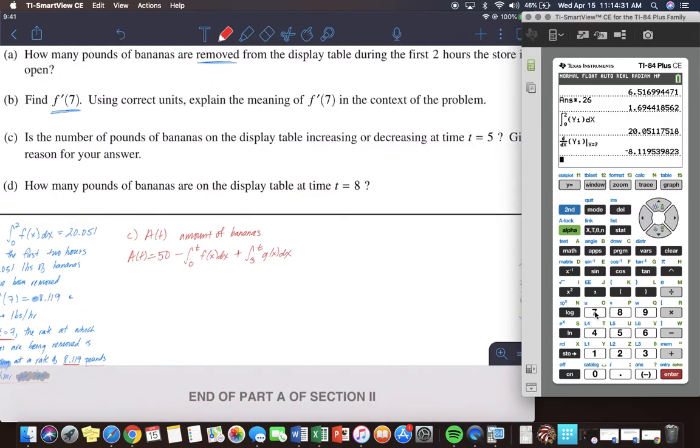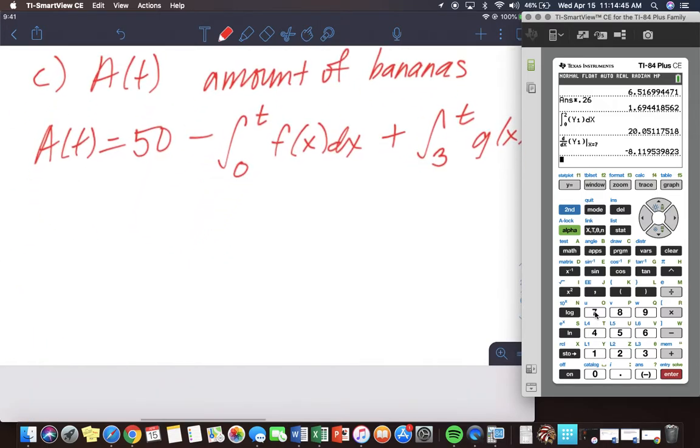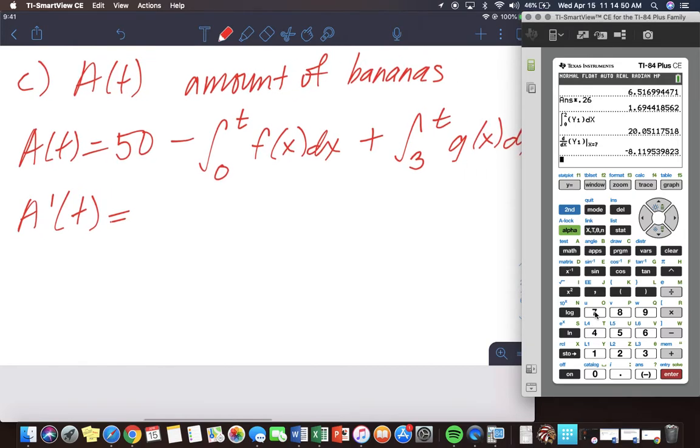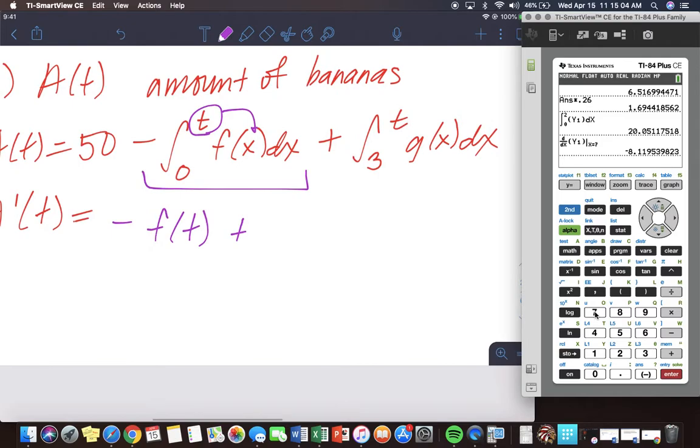I can use this to find whether I'm increasing or decreasing at a particular time. If I'm trying to figure out if I'm increasing or decreasing, that's just a rate, and a rate is just a derivative. So I'm going to take the derivative of my amount equation. The derivative of 50 is 0. For the derivative of the integral, the negative sign stays, and we just plug in the bound: f of t. And the derivative of an integral is just plugging in the variable bound, so plus g of t.